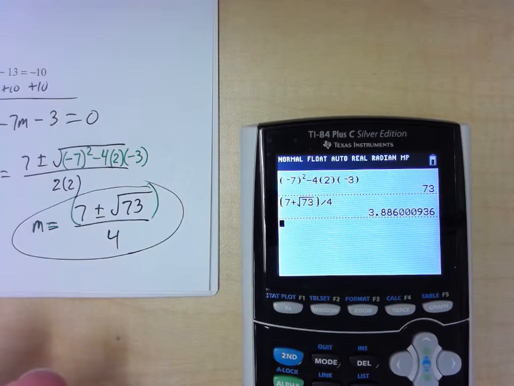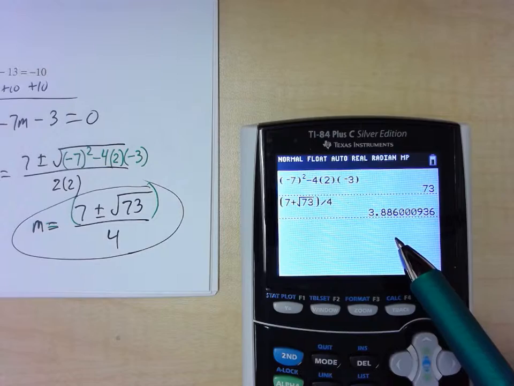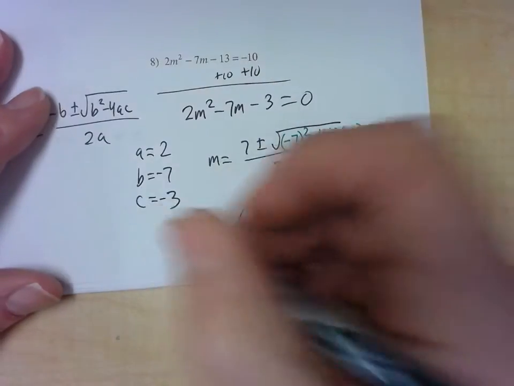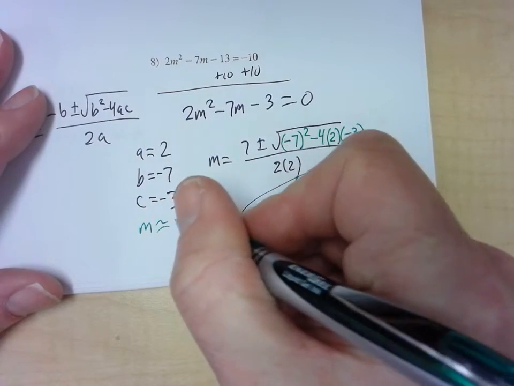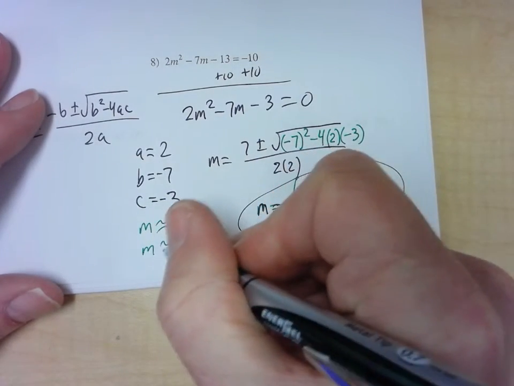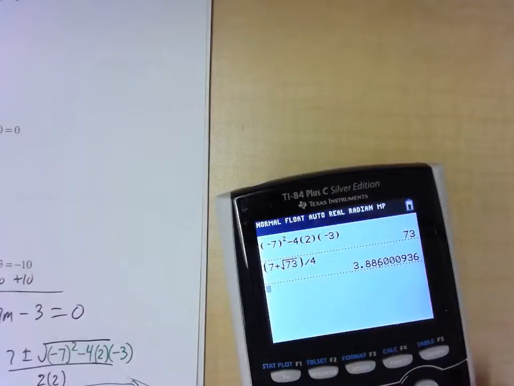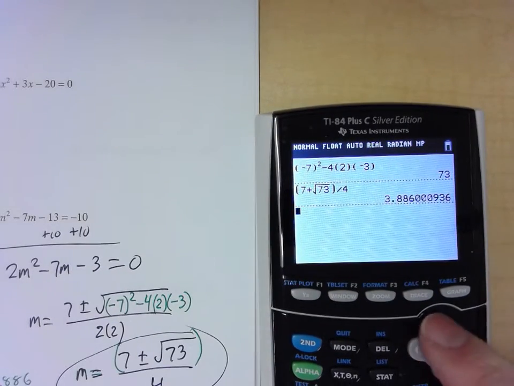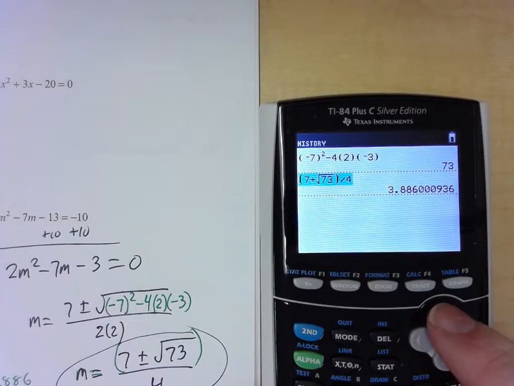And that would be one answer, one approximation. So it's 3.886. So m is approximately equal to 3.886. Now let me show you a trick here. Just go up, I guess would be the fastest way. Just go up and hit enter.